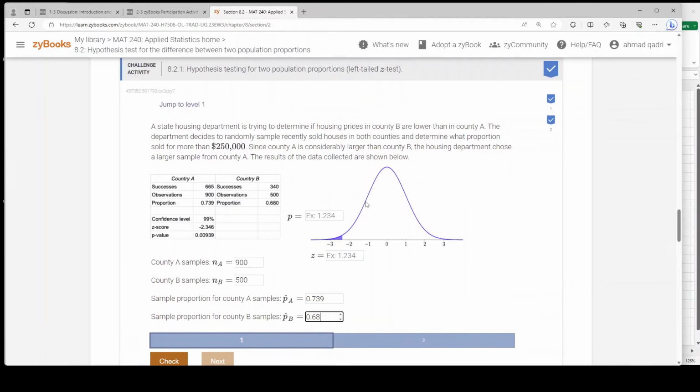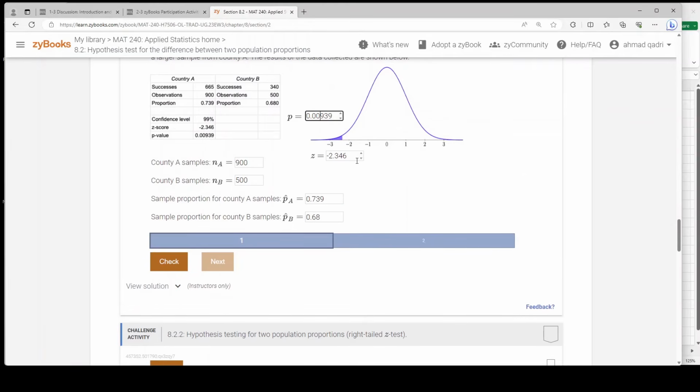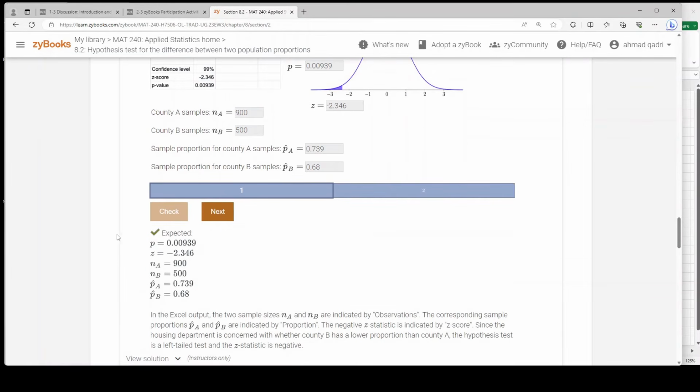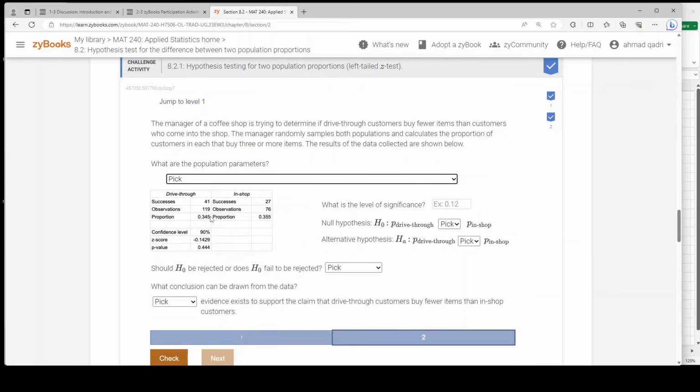Right, so we have two more questions here. We need the test statistic, which in this case is the z-score. So the z-score shown here is negative 2.346. All right, and the p-value is 0.009, and we can just enter all of it. So 0.00939. All right, so we've answered all the questions. So those are the correct answers. Go to the next one.